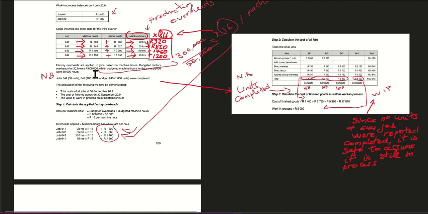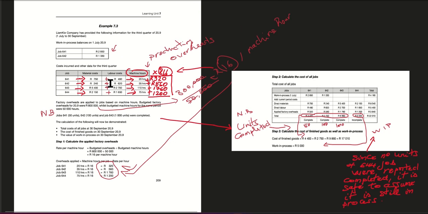So the next thing that you need to expect is the total. They provide you that total. The total of budgeted manufacturing overhead is 800,000. Okay, the next thing you will ask is, what is the total of the machine hours? The budgeted machine hours of the same period is 50,000. So I would take the 800,000 divided by 50,000, which will give me 16 rand per machine hour.